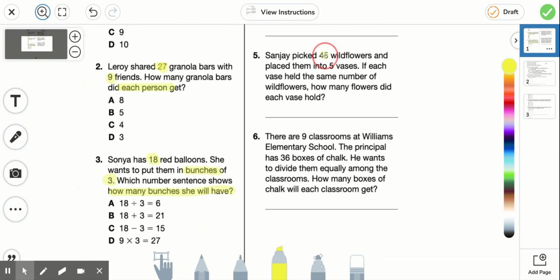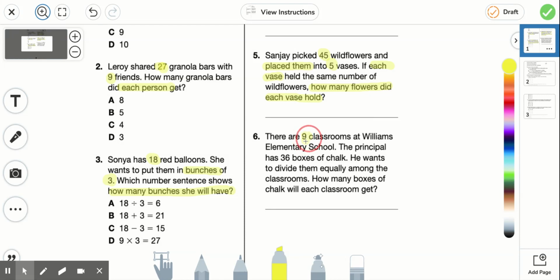Sanjay picked 45 wildflowers and placed them into 5 vases. So they placed them. That means they put them there. If each vase, there's that magic word each, tells me multiplication or division, held the same number of wildflowers, how many flowers did each vase hold? So they're taking these 45 beautiful flowers and they're putting them in these 5 groups. How many would be in each group?